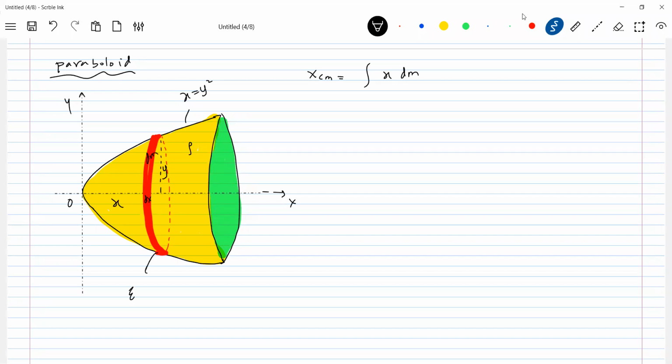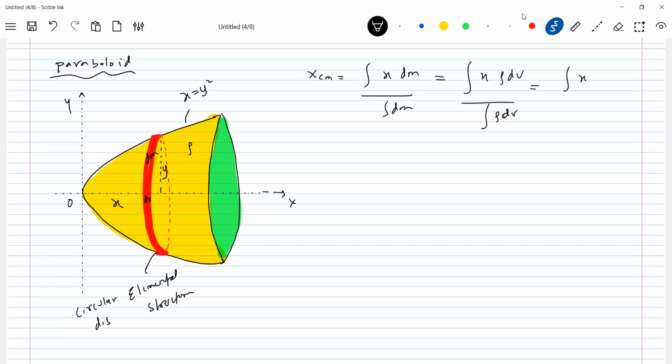This is the elemental structure. What is elemental structure? Circular strip or circular disk here. Okay, fine. And now integral of dm. Okay, substitute here now. What is dm? Dm you can write rho into dv. Rho into dv. Rho gets cancelled. So x dv by integral of dv. What is dv? Volume of that elemental structure.